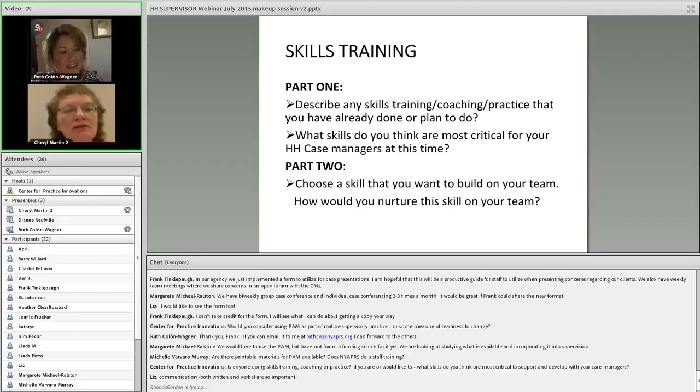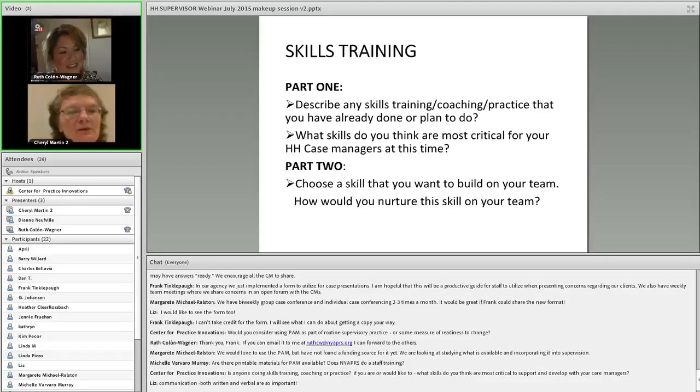You'll notice that part two in the face-to-face was we asked each one of the supervisors to choose a skill that you'd like to build on your team and then to build a plan of how you would do that. And so each one of the supervisors came up with a plan of how they would work with their team to nurture the skill that was most important to them at that time. Communication, glad we still got that one.